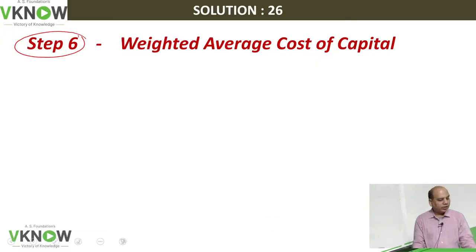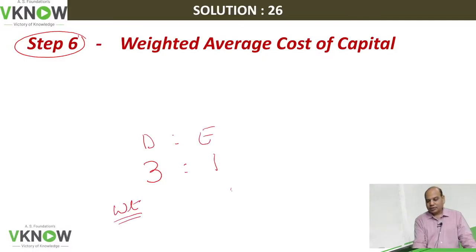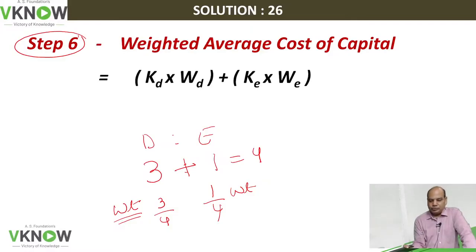What is the weight of debt and equity? Tell me, if it is a 3:1 debt equity ratio, what will be the weight of debt and the weight of equity? Anybody answer? 3:1 means how much weight assigned to debt? Total is 4. So weight of debt will be 3/4. Weight of equity will be 1/4. So write down.